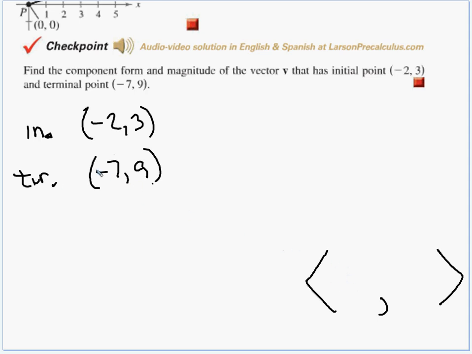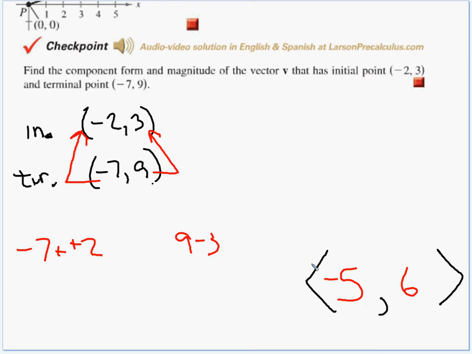So our x value here, we're going to subtract. Remember, it's always terminal minus initial. So this is going to be, let me switch to red ink, negative 7 minus negative 2. Negative 7 minus a negative 2 will turn to a plus. We add that and get negative 5. And now here again, when we subtract in the proper order, this will be 9 minus 3, that's 6. So here is our component form.